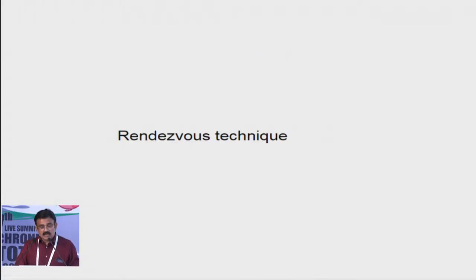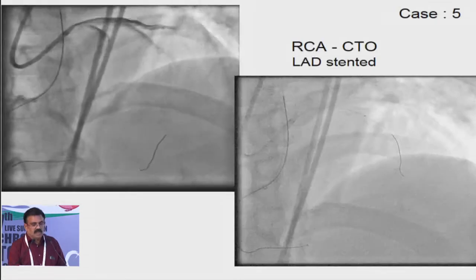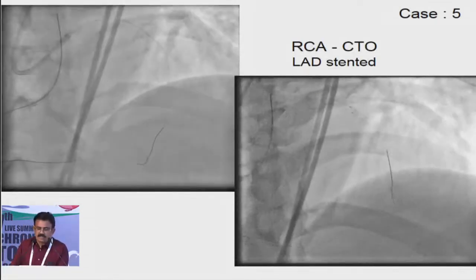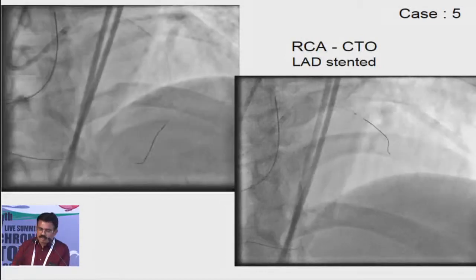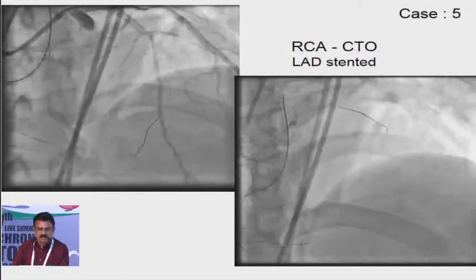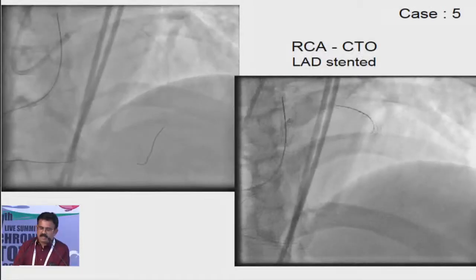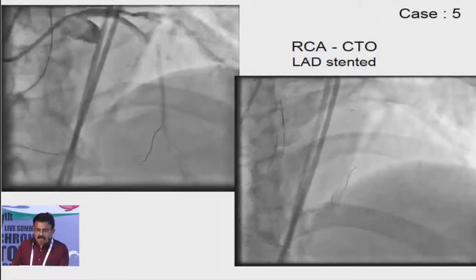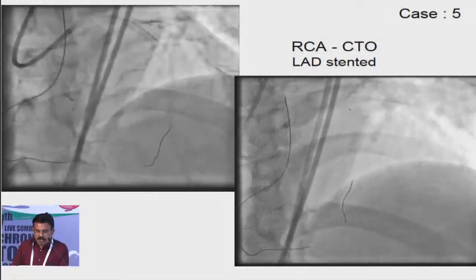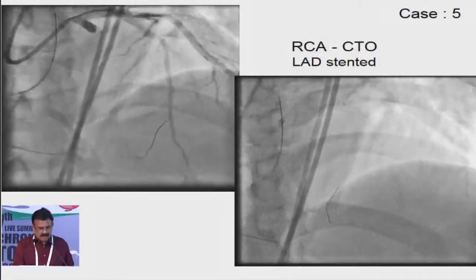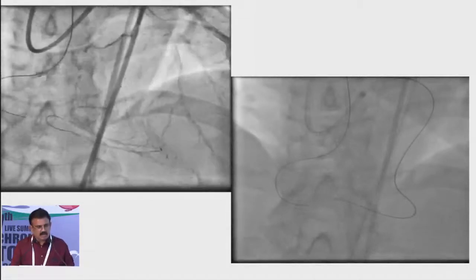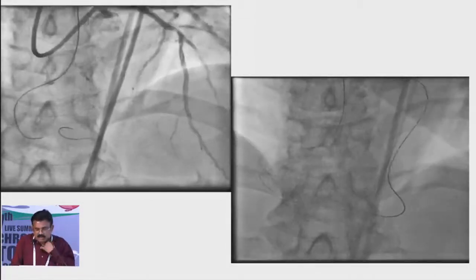The Rendezvous technique is actually another way. This is a stented LAD, stented vessel, RCA CTO. We are going with the Corsair. This is actually the wire shifted. The first wire did not take the capture. This wire has taken the septal branch. After the septal branch, we could take the wire through the septal branch down because the antegrade wire has already created the dissection.